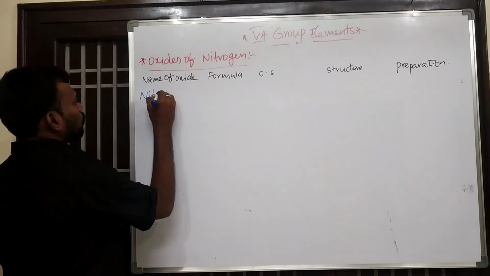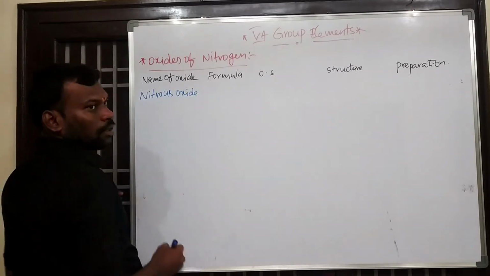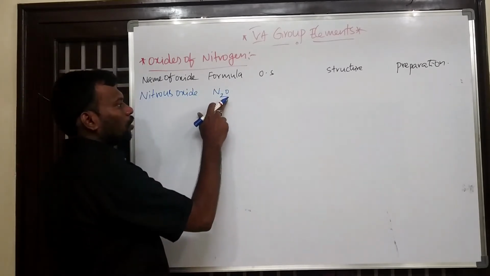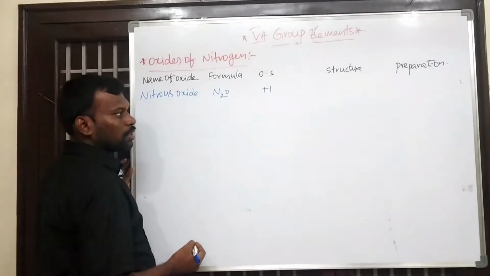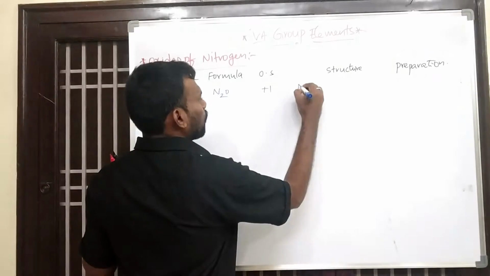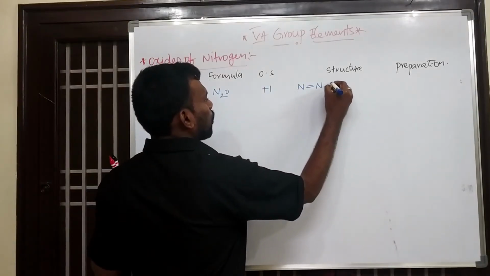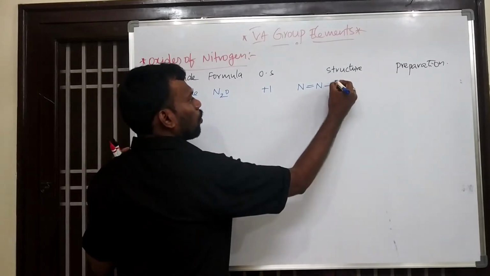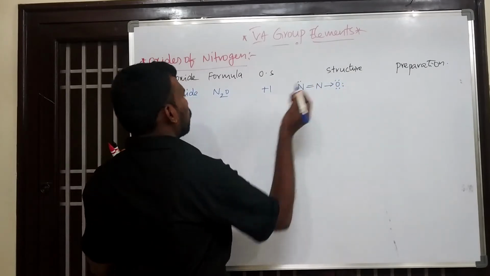nitrous oxide. What is nitrous oxide? Its formula is N2O. In nitrous oxide, the nitrogen has a +1 oxidation state. When you see the structure of nitrous oxide, the 2 nitrogens are connected by 1 double bond, and the nitrogen and oxygen are connected by 1 coordinate covalent bond, or you can call it a dative bond.